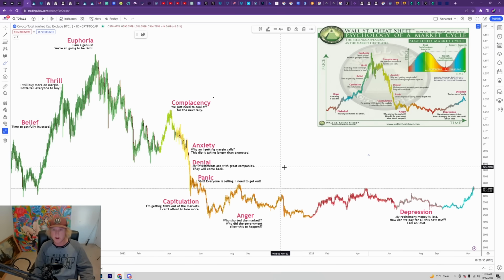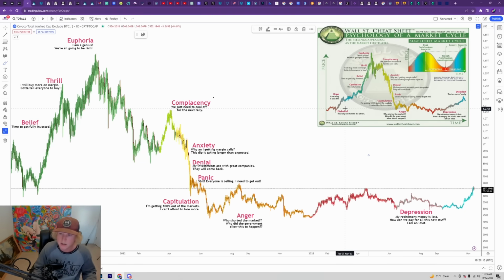Now, when we're talking about the Wall Street cheat sheet, what it's identifying is the emotions inside of a market cycle, the average emotions that an investor is going to feel. And this is why it becomes so hard to make money inside of a long-term market cycle, because people are positioned on the wrong side of the market. Now, when we're looking at this, it is identifying the emotions and what the average person is feeling.